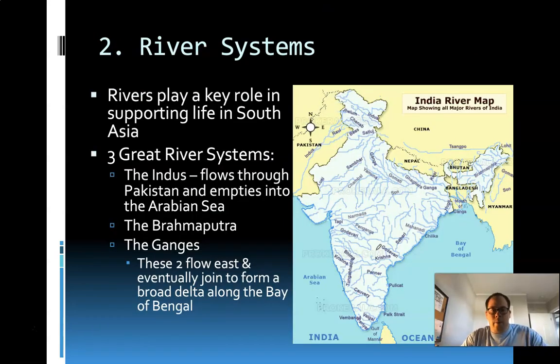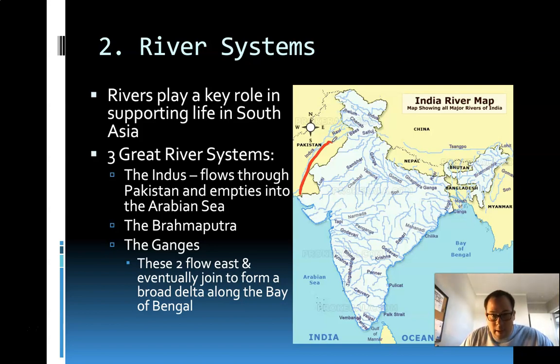Then looking at the river systems. Rivers play a key role in supporting the life in South Asia. There's three specific river systems. The Indus flows through Pakistan and empties into the Arabian Sea. And you can see right here that river. The Brahmaputra is a system of rivers, and then the Ganges is a system of rivers. These two flow east and eventually join to form the broad delta along the Bay of Bengal. So you can see all of these different river systems.